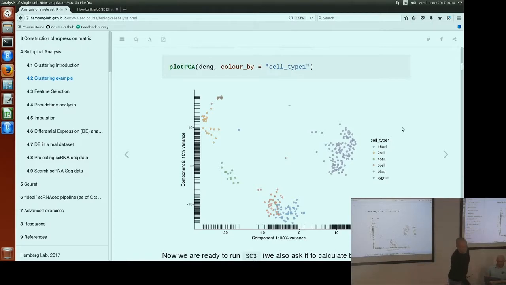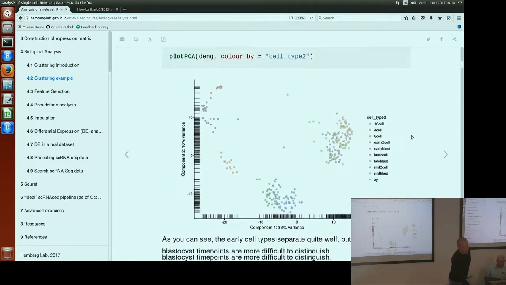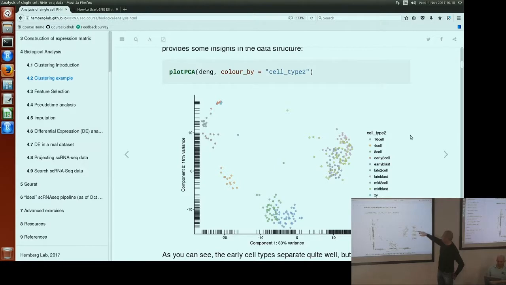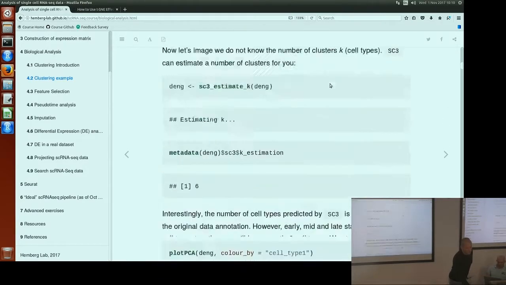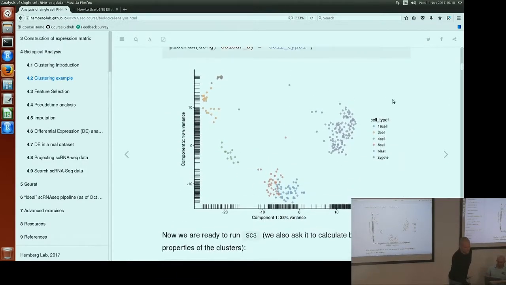So here you had early two cell, late two cell, and mid two cell. You merge them together, this becomes two cell. And then you merge blast, mid blast, late blast, and early blast together, this becomes blast. And then if you plot it, this is exactly the same plot, but you merge the cell types together. So this is not a clustering, we haven't done any clustering yet. This is just merging of the cell types.